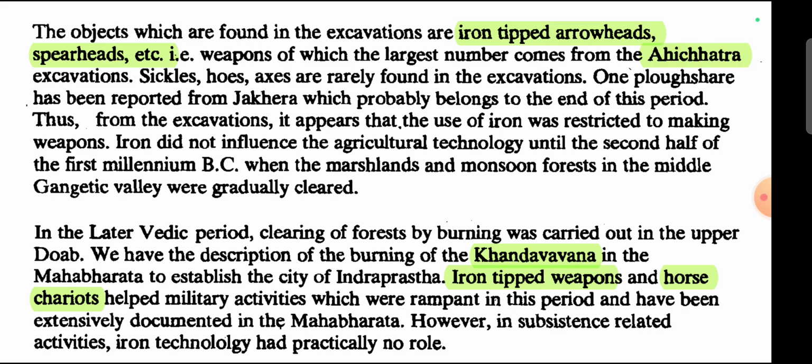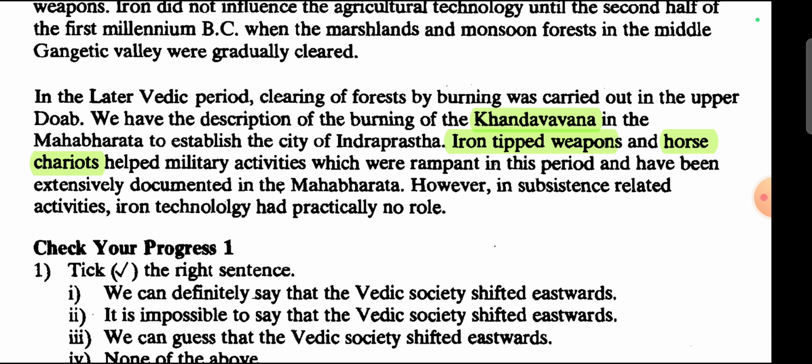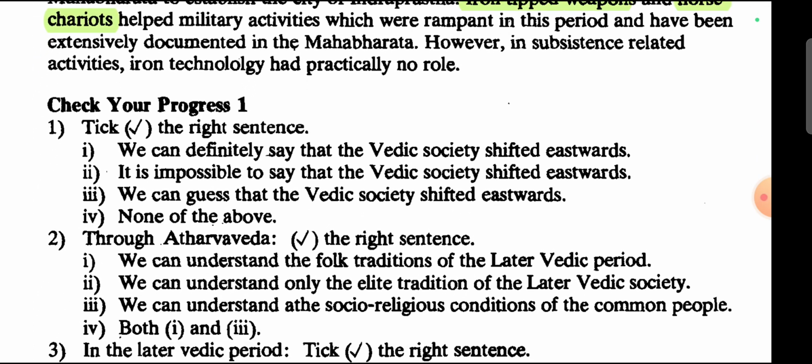Iron did not influence the agricultural technology until the second half of the first millennium BC, when the marshlands and monsoon forests in the middle Gangetic Valley were gradually cleared. In the later Vedic period, clearing of forest by burning was carried out in the upper Doab. We have the description of the burning of the Khandavavana in the Mahabharata to establish the city of Indraprastha. Iron-tipped weapons and horse chariots helped military activities which were rampant in this period and have been extensively documented in the Mahabharata. However, in subsistence-related activities, iron technology had practically no role.